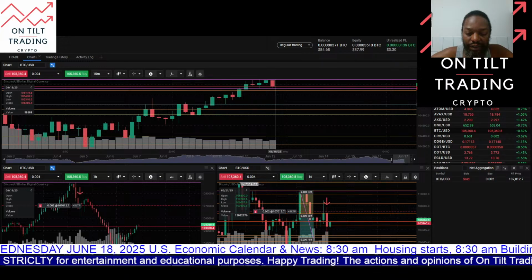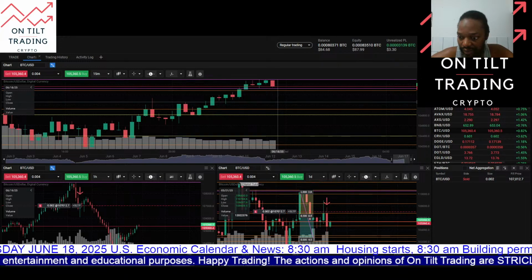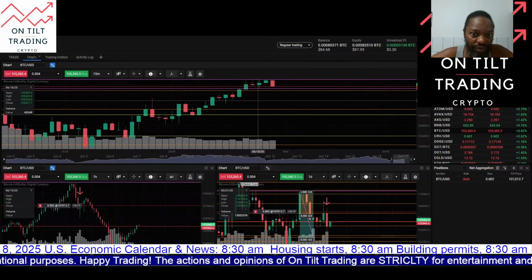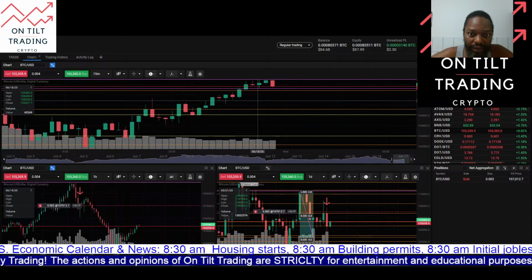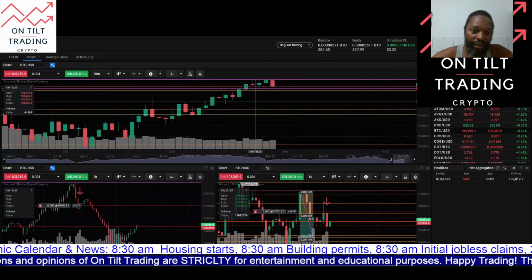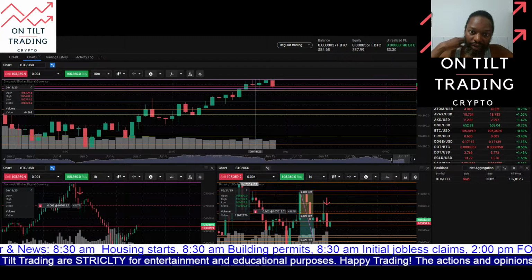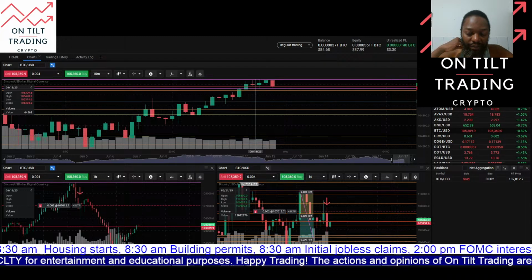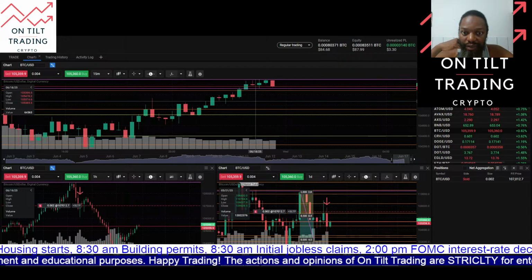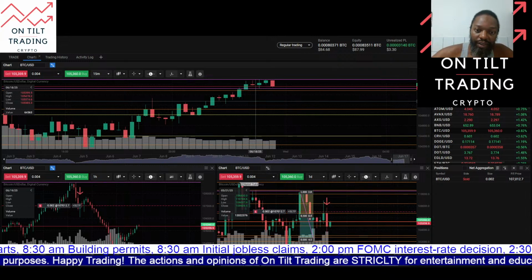But until there is a market structure shift or break of structure, I want to delay taking a position. If there's a market structure shift, which would be to the short side, which currently there's an uptrend.